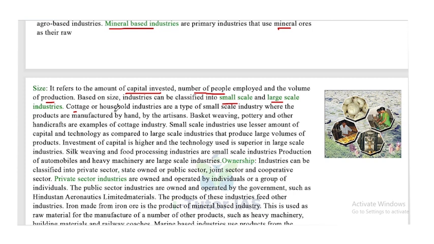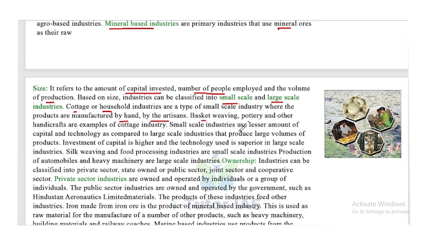Cottage or household industries are a type of small scale industry where the products are manufactured by hand or by artisans. In household industry or in small scale industry, the products are manufactured by hand or by artisans. Basket weaving, pottery and other handicrafts are examples of cottage industry.